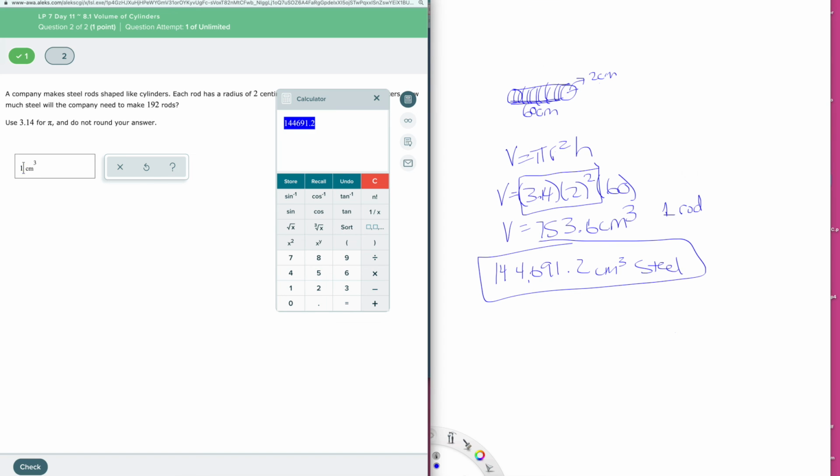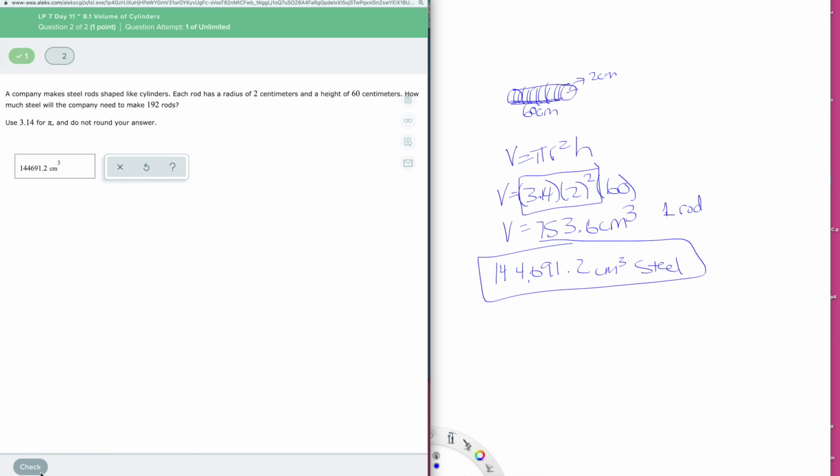I know I've seen this one quite a few times where it's more asking about how much it would cost. They'll tell you it costs this much per centimeter cubed. So how much would the rod end up costing? Something like that. So there's definitely a few different versions of this one that I've seen, but it's taking that extra step. I have the volume. Now what are they asking me to actually do with the volume? So just make sure you're paying attention for this one.